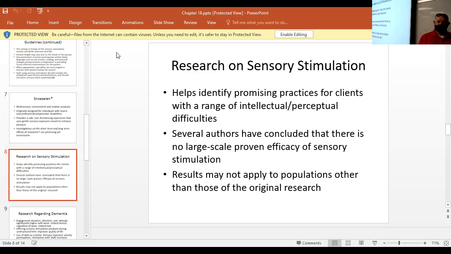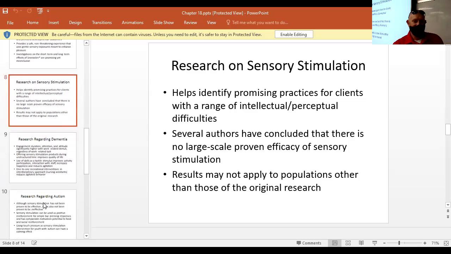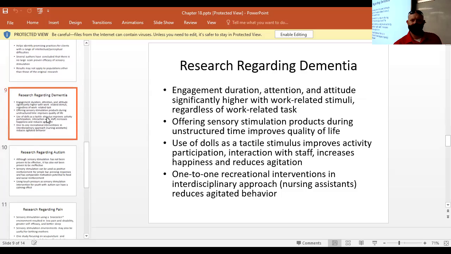Results may not apply to populations other than those of the original research. So they were looking at people with intellectual and perceptual difficulties, especially starting out with developmental disabilities. Now, another group that can benefit from sensory stimulation are people with dementia. What do you think sensory stimulation could do for these people who suffer from dementia? Yep, bring a memory back.